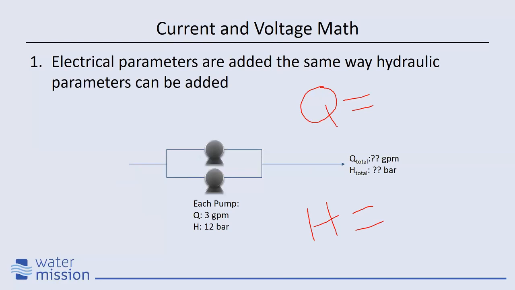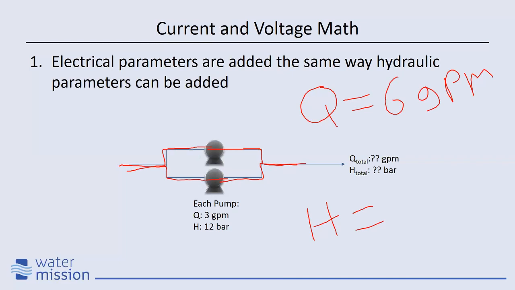Well, the flow rate, each can pump 3 gallons per minute, and it's pumping different water, right? The water that goes here is different than the water that goes through here. So if that's 3 and that's 3, then that means that the combined total flow is going to be 6 gallons per minute.